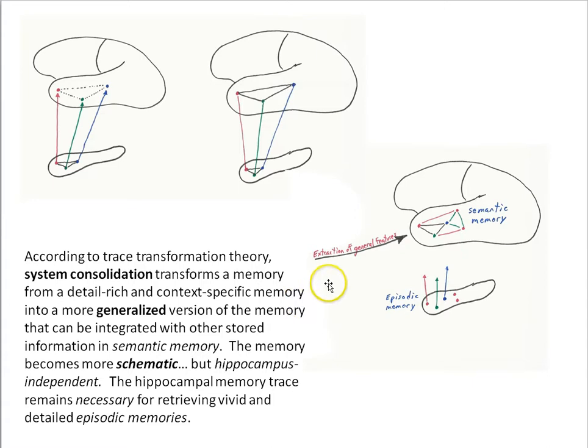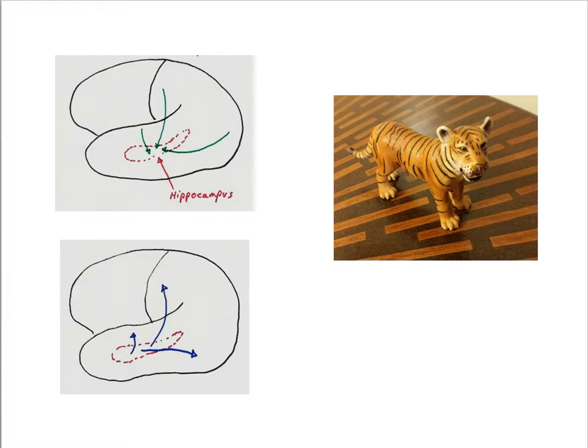So this is what we'll do. We'll try to give a concrete example of how a couple of episodes can be transformed into a semantic memory. And the idea is there's going to be an extraction of the general features between those episodes that will result in the formation of a semantic memory for whatever the common features were from those episodes. The example we use is going to the zoo and seeing some tigers at the zoo.